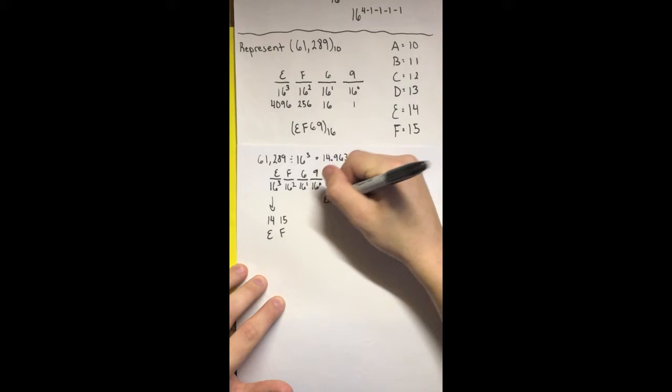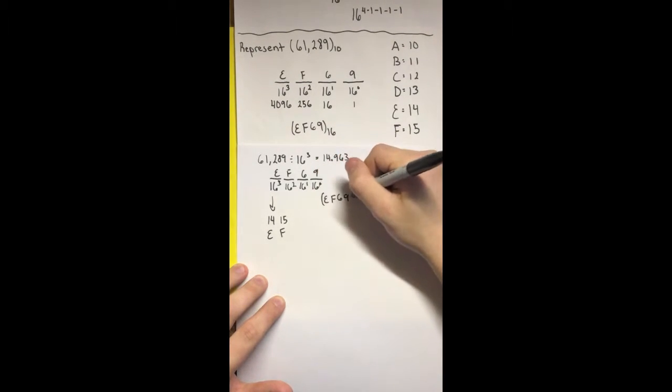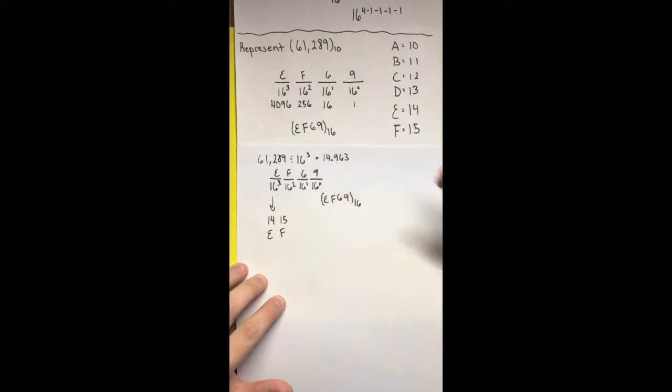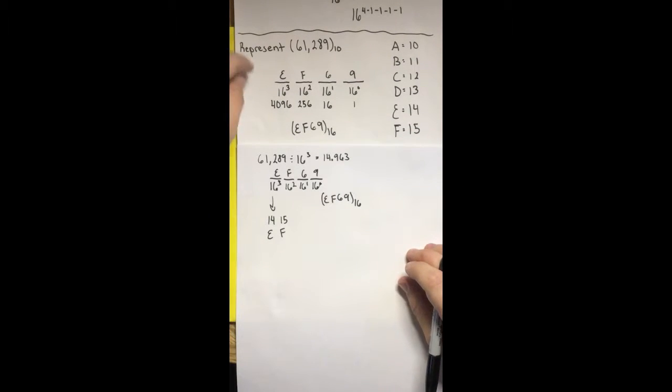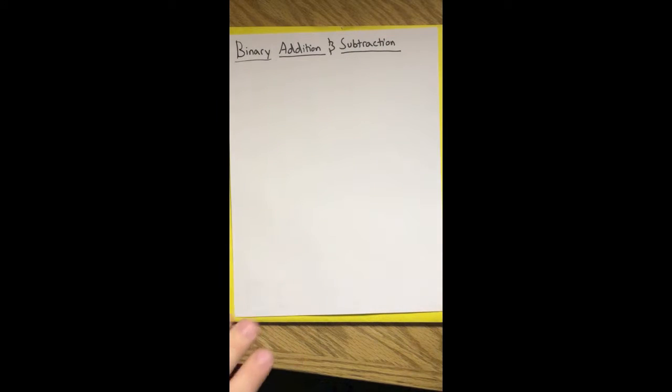I'm assuming most of you understand this already. I was just giving a brief review for those of you who might be rusty on the topic. But that is your final answer for converting that decimal number to this hexadecimal number. I'll now perform binary addition and subtraction.